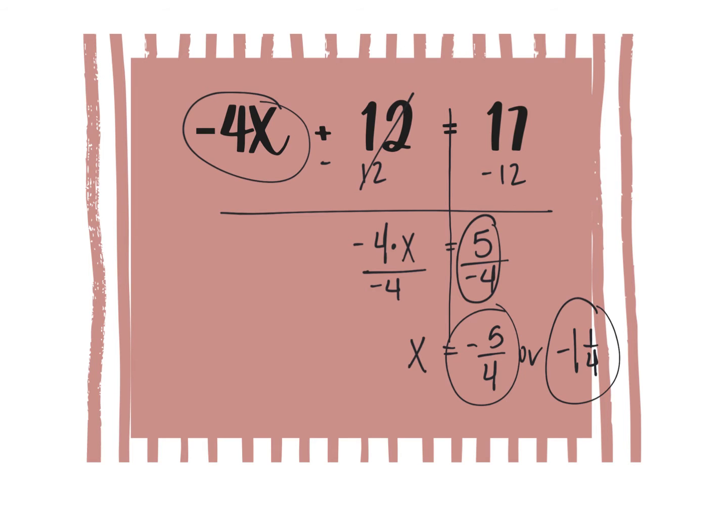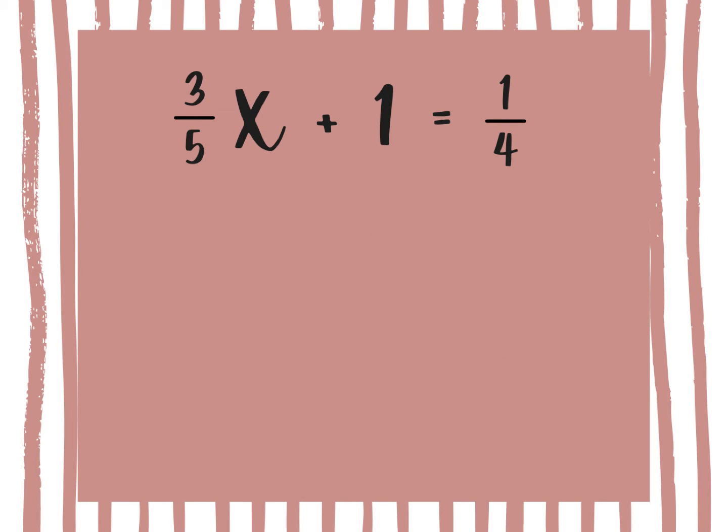Let's try another. This example is a little bit more like a common rational number equation. It says 3/5 x plus 1 equals 1/4. Now I want to show you a strategy for solving this equation that will actually remove the fractions from it. And it's kind of a standard way for doing something called clearing fractions and can make solving a problem a little bit easier.